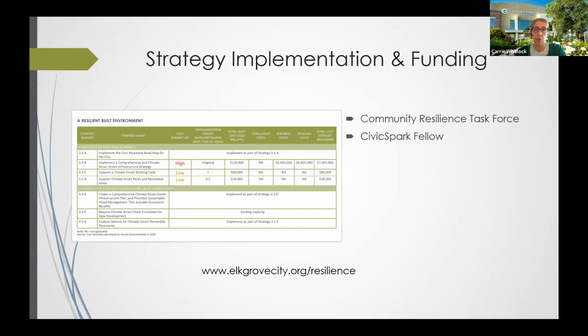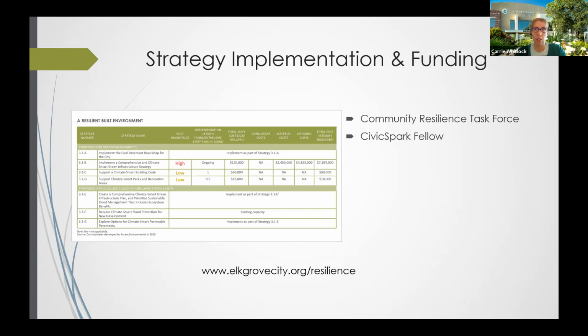The city also, for the first time, is getting a Civic Sparks Fellow. Like Nikki mentioned, the Civic Sparks Fellow is going to work on helping with implementation of several of the strategies, focusing on those that really involve community engagement. We found as we were developing our plan that it was difficult to engage residents.